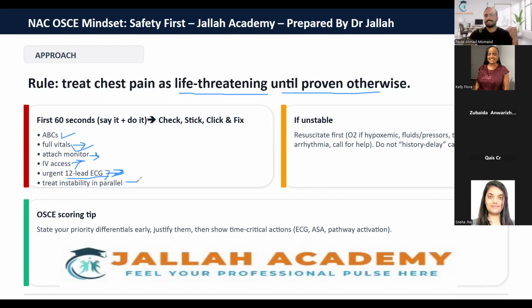If patient is unstable, you start resuscitation. Oxygen for hypoxemia, fluids, pressors, treatment of arrhythmia, call for help. Do not delay resuscitation for history taking. Now, in OSCEs, the goal is to state your priority differentials early, justify them, then show time-critical actions, ECG, aspirin, pathway activation. Which pathway are you going to use? We're going to discuss how to go about it.